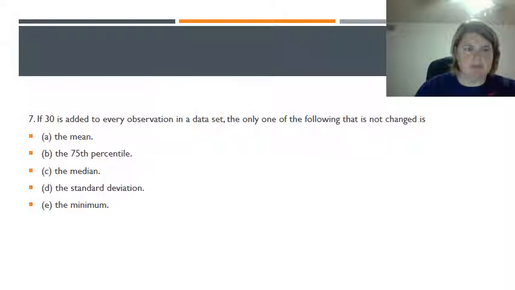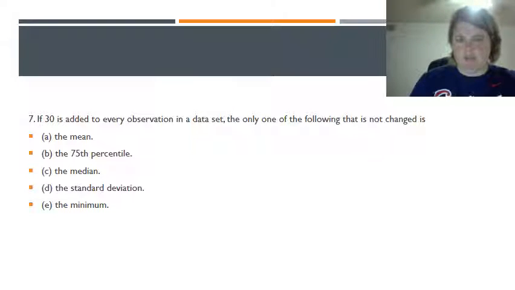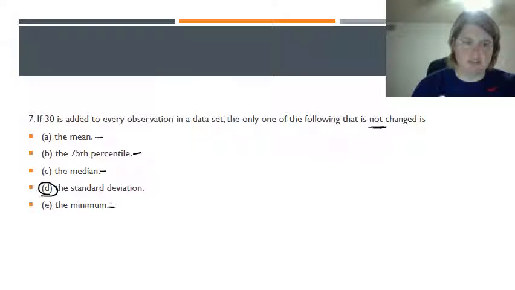All right, look at number 7. If 30 is added to every observation in a data set, which one of the following is not changed? So the mean will change. The percentile is a location, it will change. The median is a location, it will change. The standard deviation is a type of spread. It will not change. And the minimum is a location.